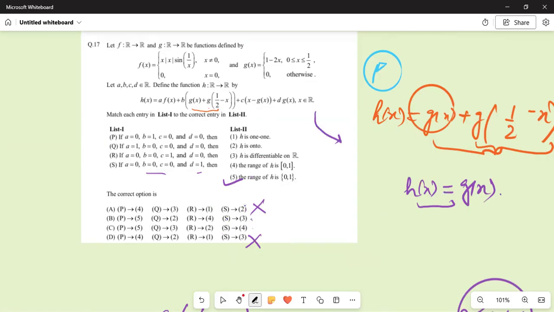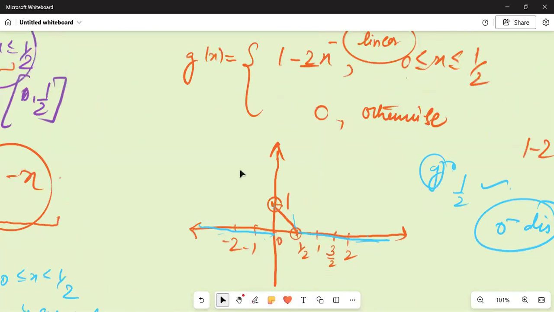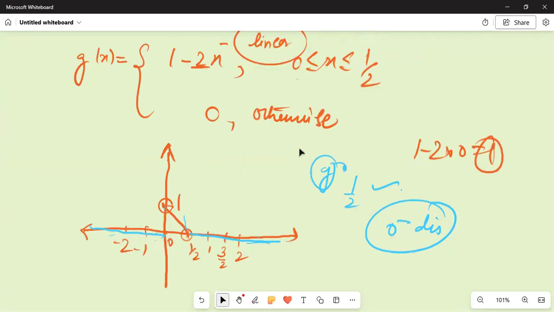Now, S is the easiest of all, because H is nothing but the function g only. So if we are able to find the correct answer for g, we'll be able to solve this question. Now they're asking: is g differentiable on R, because H is just g when D equals 1, for the range. Now you can see, and I told you that this function was not continuous at the value 0. This g function was not continuous at 0 because there is a break here.